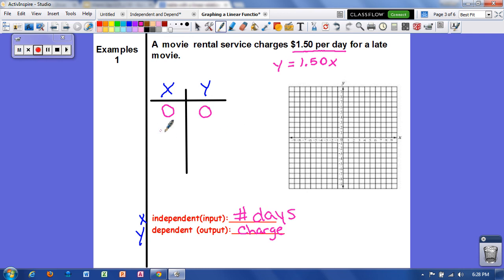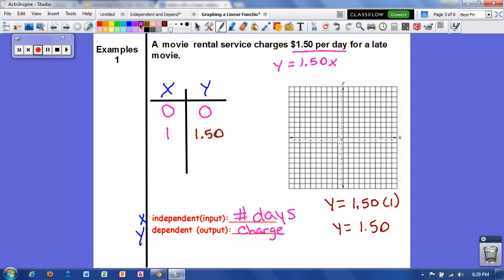Now, let's say that the movie is 1 day late. So if we took y equals $1.50 times 1, well, $1.50 times 1 would just be $1.50. So y would equal $1.50.